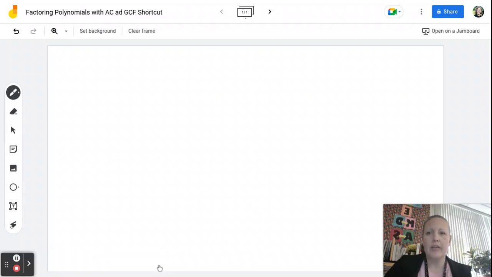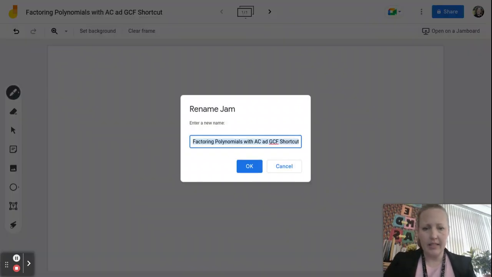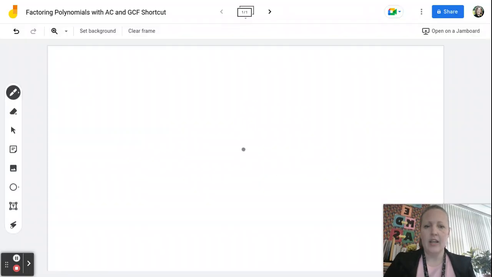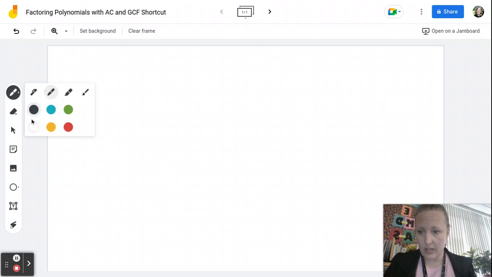Hello, today we're going to factor a trinomial with a method I guess you could call AC and a GCF shortcut. I'm not super fond of shortcuts usually because you don't see the math behind it. But if you're really struggling with factoring and you're just trying to make it by, then you might want to give this a try.